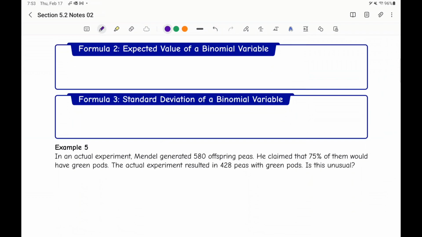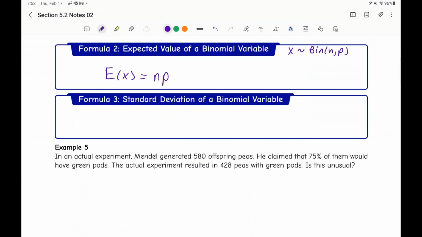Since the binomial variable is a probability distribution, that means it should have an expected value and a standard deviation. The expected value of a binomial variable: remember, if it's binomial, that means X is binomial n comma p. Well, then the expected value of X will just be n times p. You just multiply them together, which kind of makes sense.